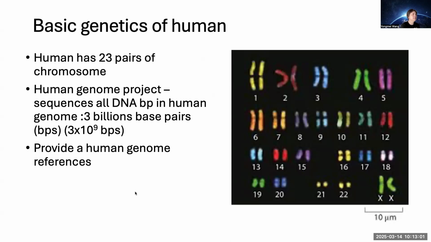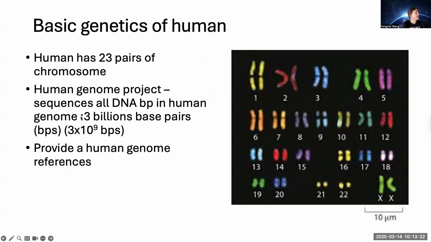We are human, and when we talk about the genome, we know humans have 23 pairs of chromosomes. This picture is really nice: 23 pairs of chromosomes, so the total is 46. Of course, we know that this one and that one are the same, so that's why we say 23 pairs.